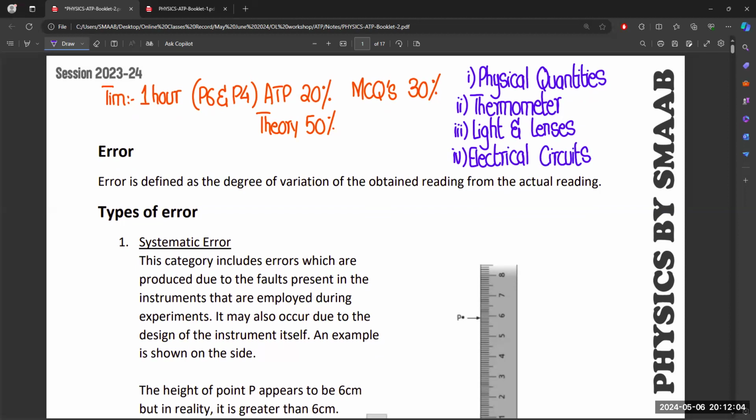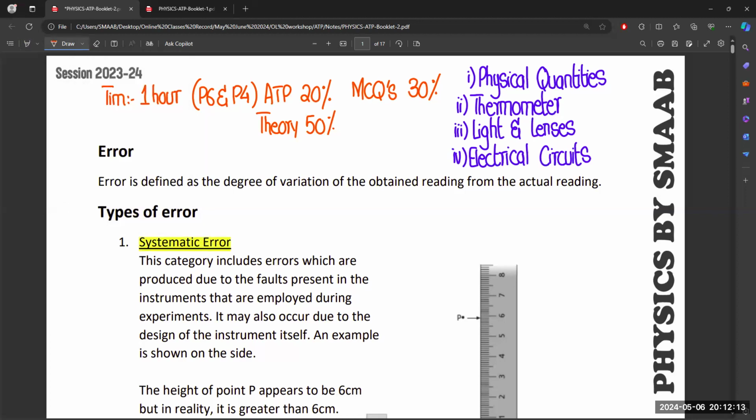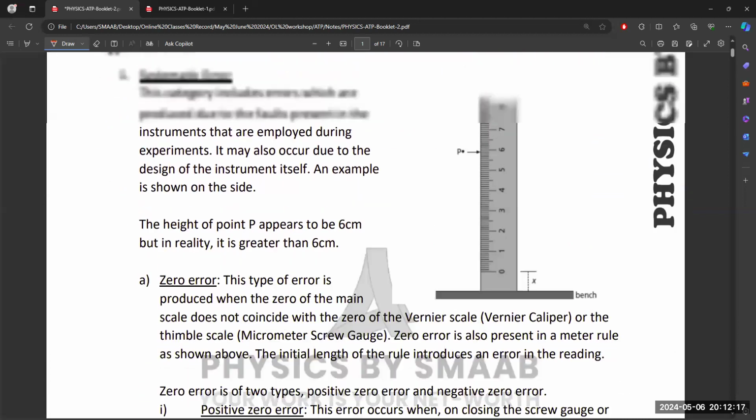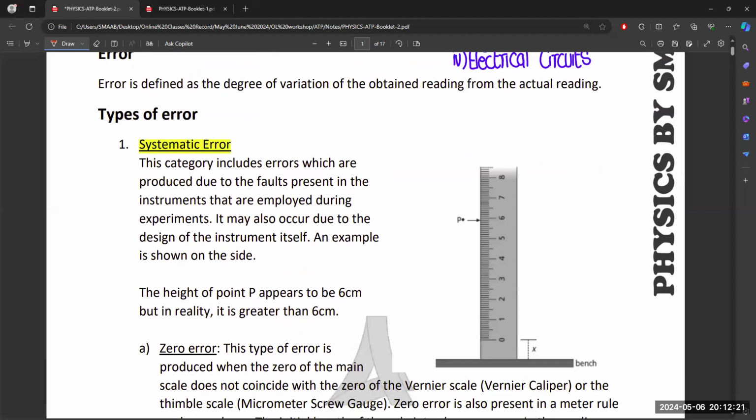So basically, the first type of error is systematic error. And you don't need to learn all these points, right? These are just for your reference. You don't need to learn all these points. These are just for your knowledge-based concept, that it will help you understand that this is a type of error and this occurs due to this or that problem in the experiment.